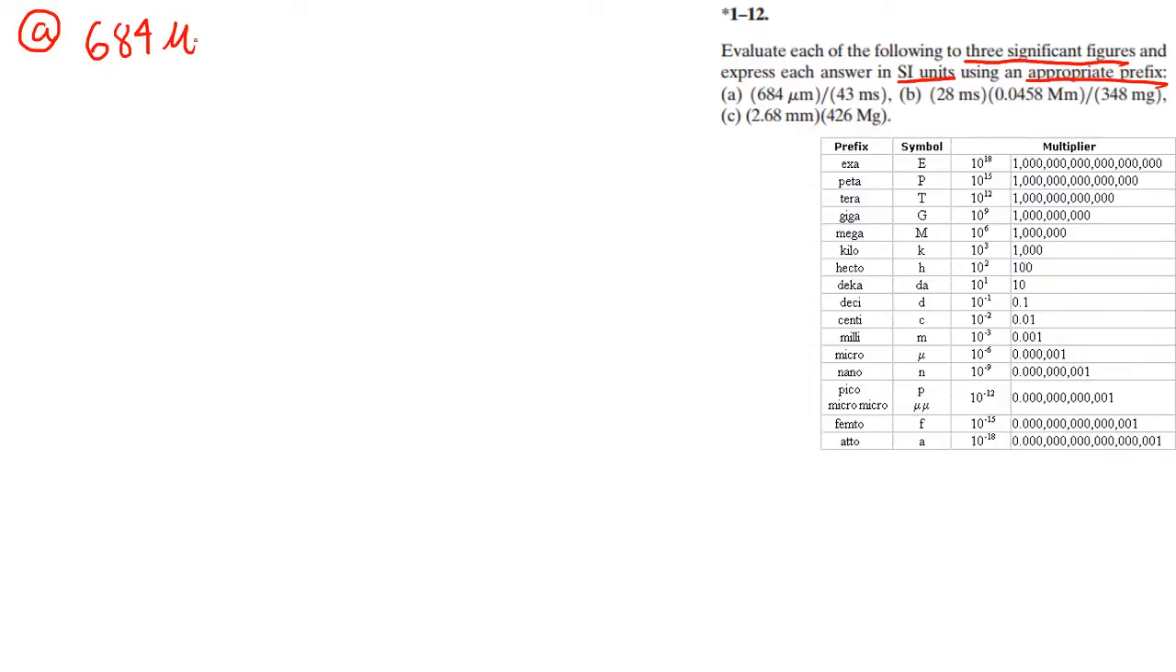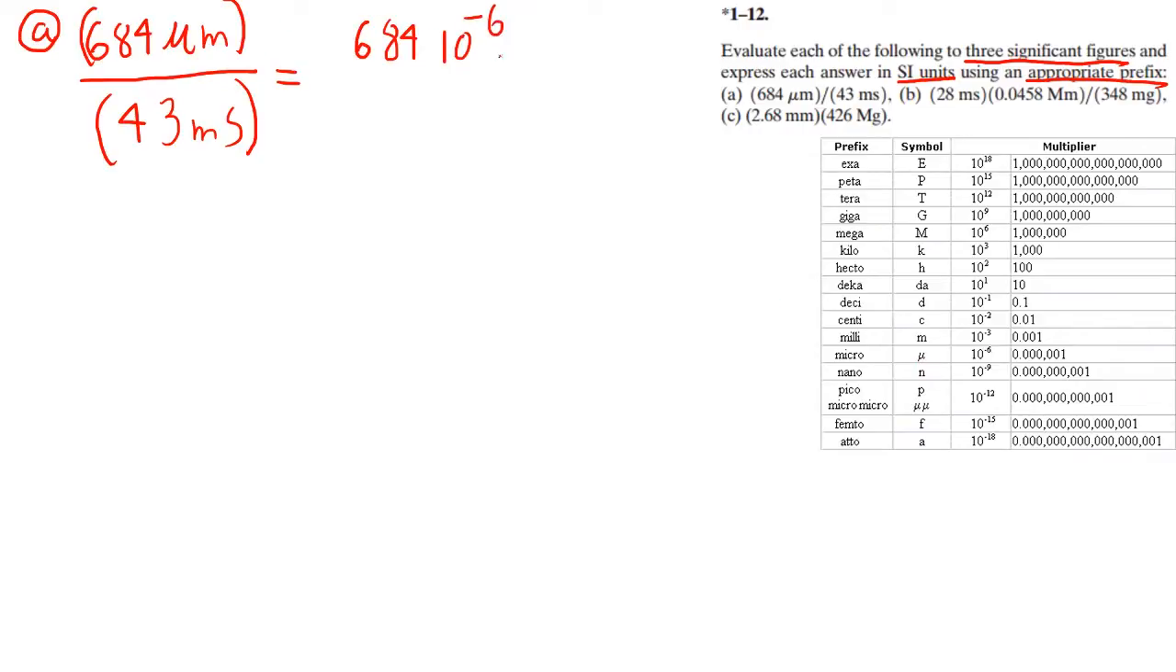So 684 micrometers divided by 43 milliseconds. So once again, like we did in problem 1-11, we're going to replace the symbols with the multipliers. So we have 684, and we want to replace micro with 10 to the negative 6, because that's what the multiplier is, and leave our meters because that's our primary base unit here. Then we have 43, and then a milli is 10 to the negative third, and then we have our seconds still.